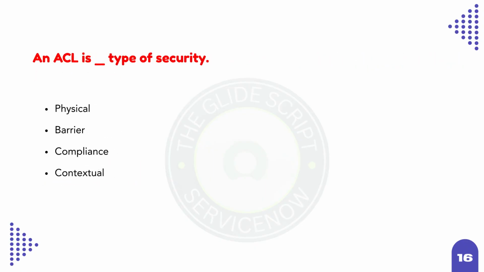Next question is, an ACL is dash type of security. And the correct answer is contextual type of security. Contextual means the correct. You can say it's a correct. So the last option is the correct option.